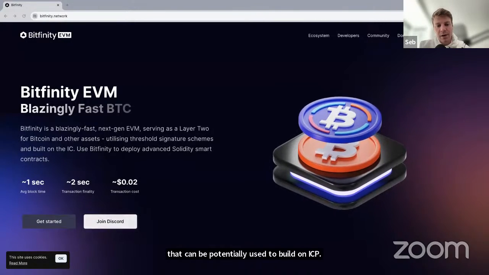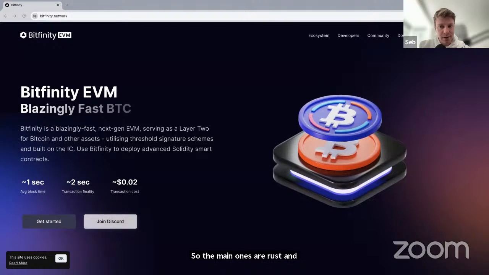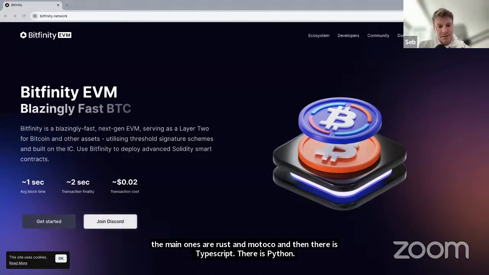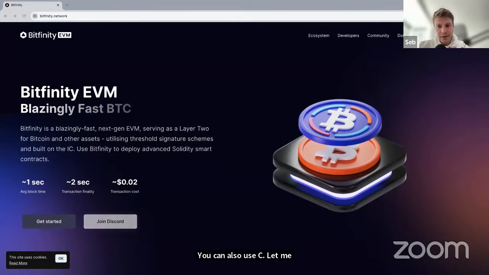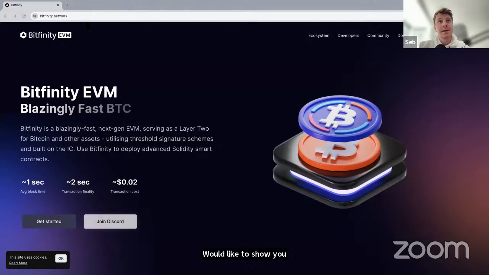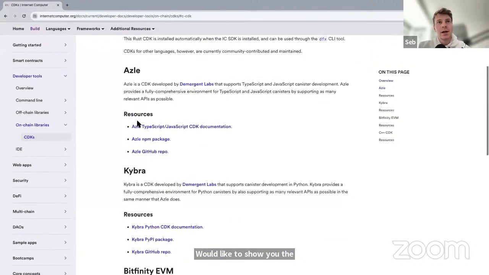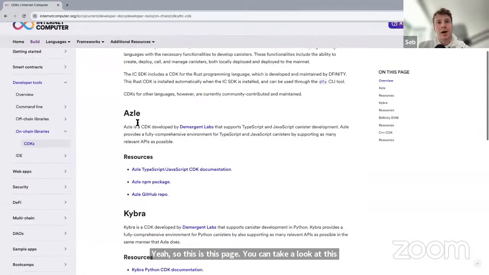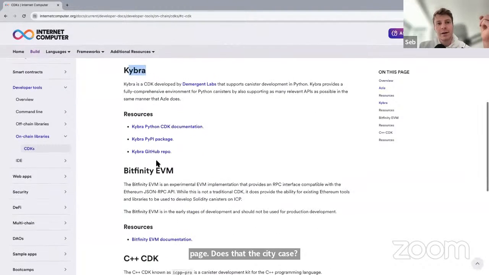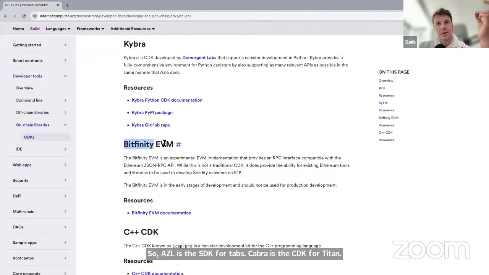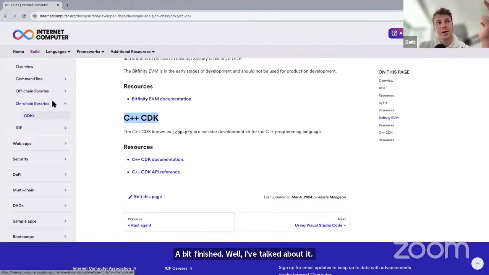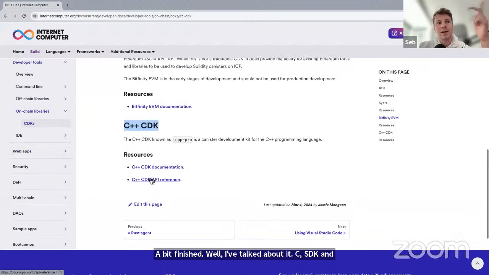So the main ones are Rust and Motoko, and then there is TypeScript, there is Python. You can also use C. Let me see. I'd like to show you, so this is this page. You can take a look at this page. Those are the CDKs. So Azle is the CDK for TypeScript. Kybra is the CDK for Python. Bitfinity, well, I've talked about it. C++ SDK. And so there is also the Rust one and the Motoko one. So that's at least 5 languages.